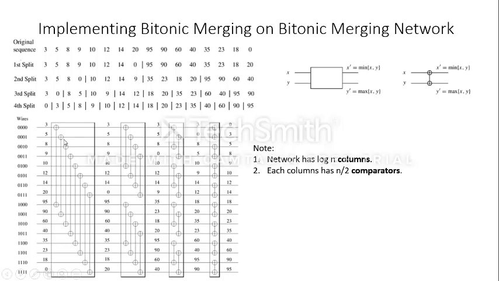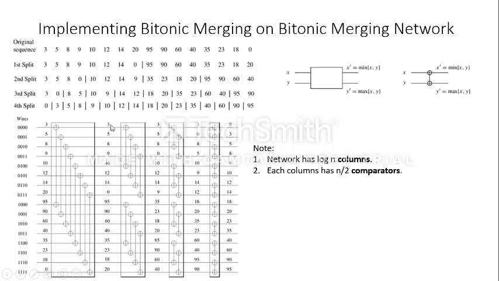Then when 5 is being compared to the 90, it is being done with respect to comparator number 2. When 8 is being compared with the 60, it is comparator number 3. When 9 is being compared with the 40, it is comparator number 4. So in this way 8 comparators are being used in the first column.